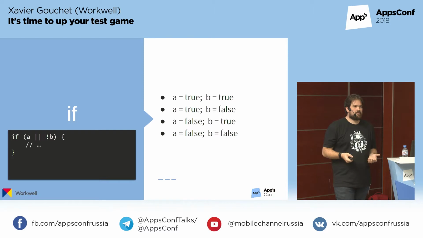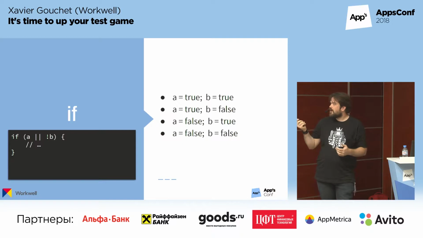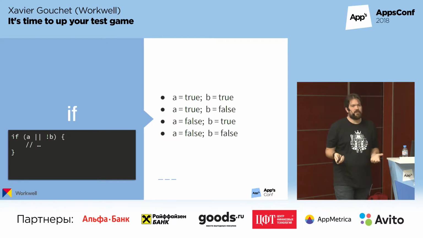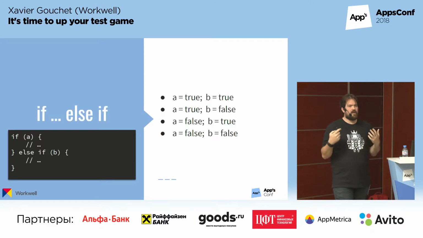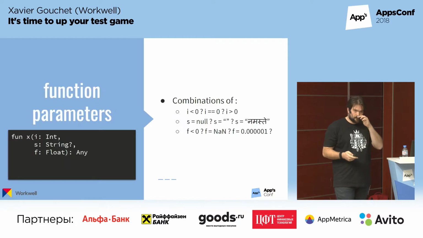When you have an if statement, unless it's just one Boolean chain, you're going to have multiple conditions that combine together. And the more conditions you combine, the more cases you're going to have. Here we have just 2 values and there are already 4 cases, and if you add 1 value, it's going to be 8, and so on. So you need to consider all of these. Likewise, when you have if and else if, or when you have switch when, you need to consider all of those.